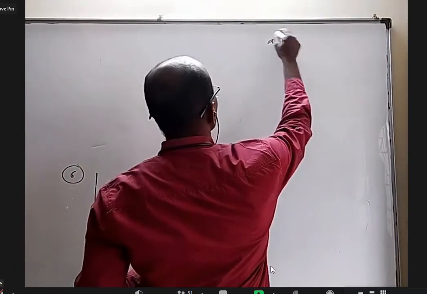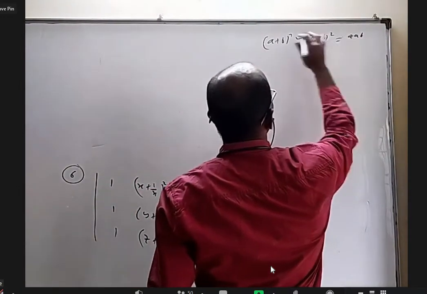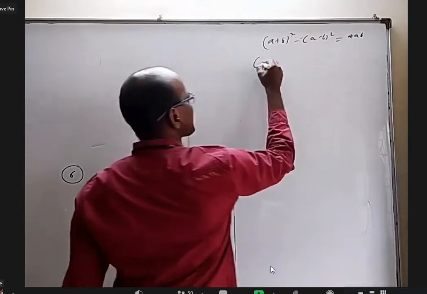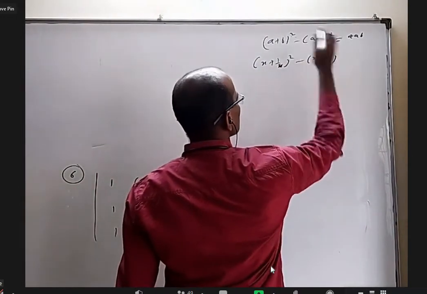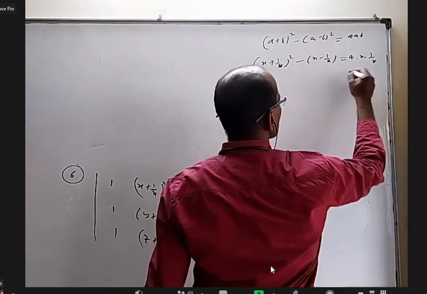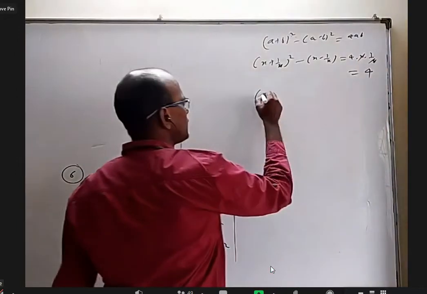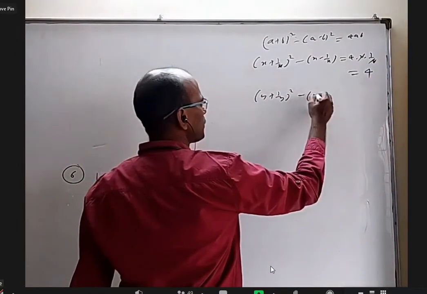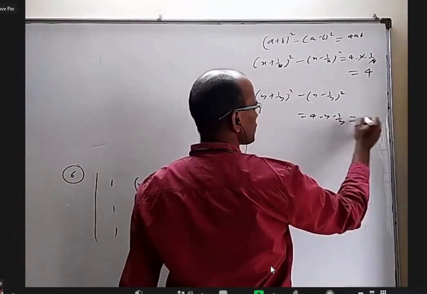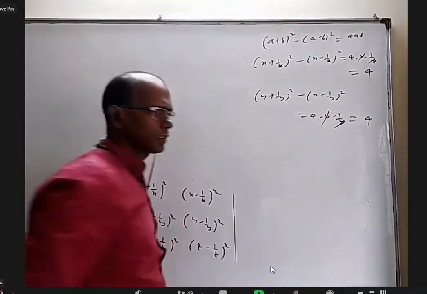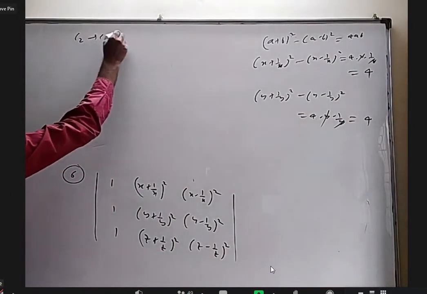(a plus b) whole square minus (a minus b) whole square is 4ab. Based on that, (x plus 1 by x) whole square minus (x minus 1 by x) whole square is 4 into x into 1 by x, which is 4, because x is getting cancelled. Similarly, (y plus 1 by y) whole square minus (y minus 1 by y) whole square is 4 into y into 1 by y, which is also 4 because y is getting cancelled. Similarly, this. So I am going to write column 2 as column 2 minus column 3.